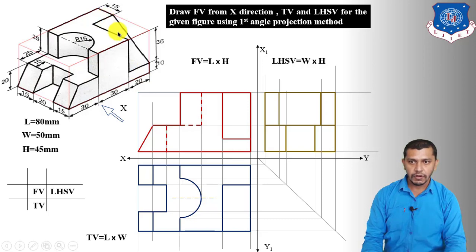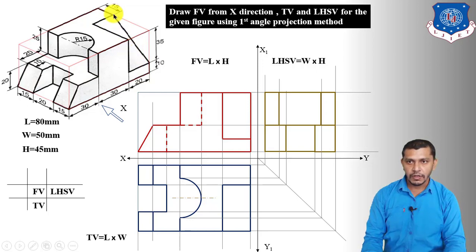Now we have to draw the left hand side view of this inclined face, which is going to be hidden in the left hand side view. So for that we have to find out this corner point and this corner point, and then connect these two corner points to show the side view of this inclined face.